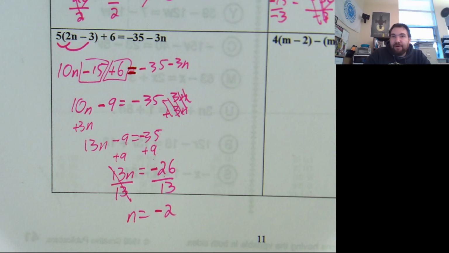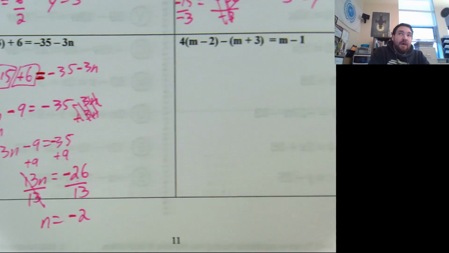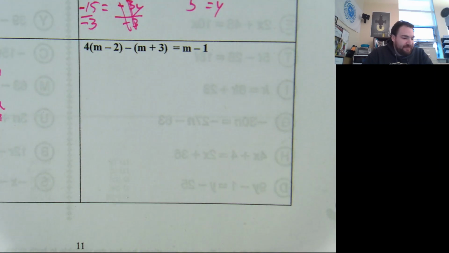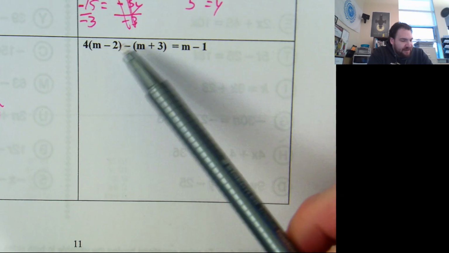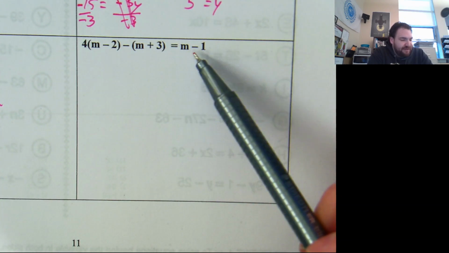Okay, last example. Again, it looks like it's getting gross, but it's not. It just continues. Last one. I've got a 4, a set of brackets, a minus, a set of brackets equals m minus 1.